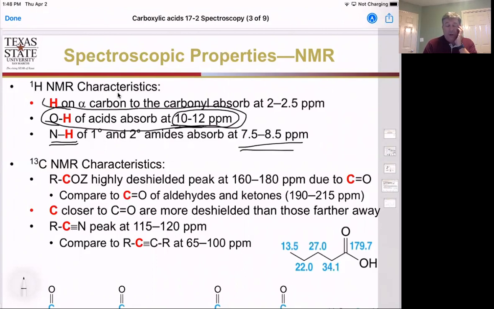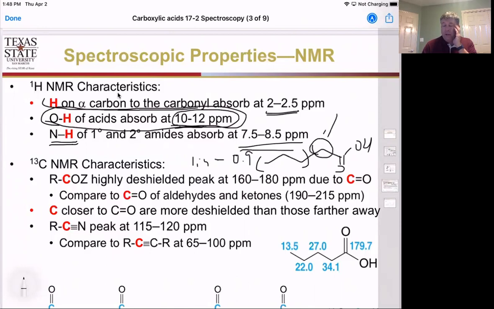Now, the hydrogen on an alpha carbonyl absorbs at about 2.5. So normally, if we just had an alkane like this, and then we have a carboxylic acid at the end here, these groups right here are going to be in the 1.5 to 0.9 ppm range. But the ones right here are going to be in the 2 to 2.5 range. So it's the ones that are just right next to that carbonyl that are shifted upfield, and then the rest of the alkyl chain drops down below.